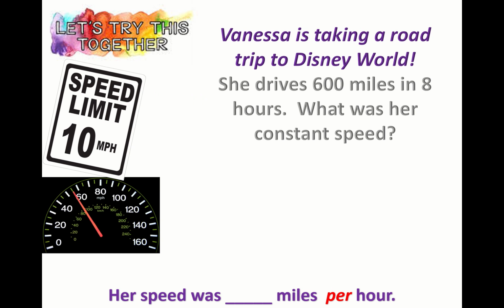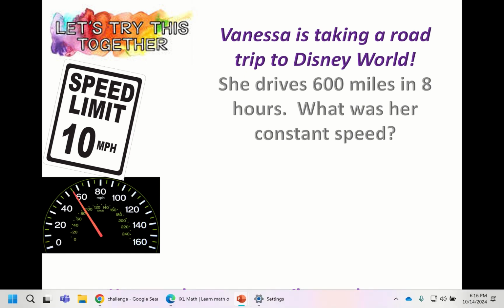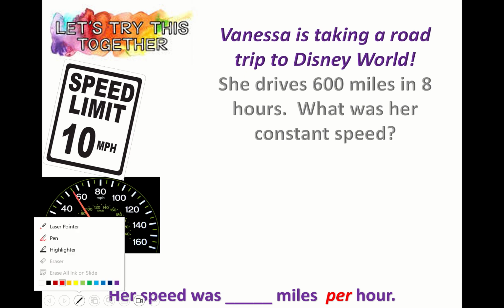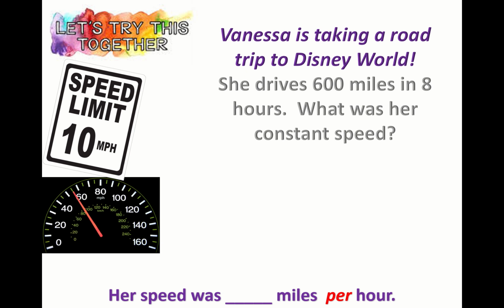All right, so let's try this one together. Vanessa is taking a road trip to Disney World. She drives 600 miles in 8 hours. What was her constant speed? So, this is where proportions are never going away, guys. Not anytime soon, at least. This is where we need to set up a proportion in order to compare these two ratios or these two rates so that we can find a unit rate.